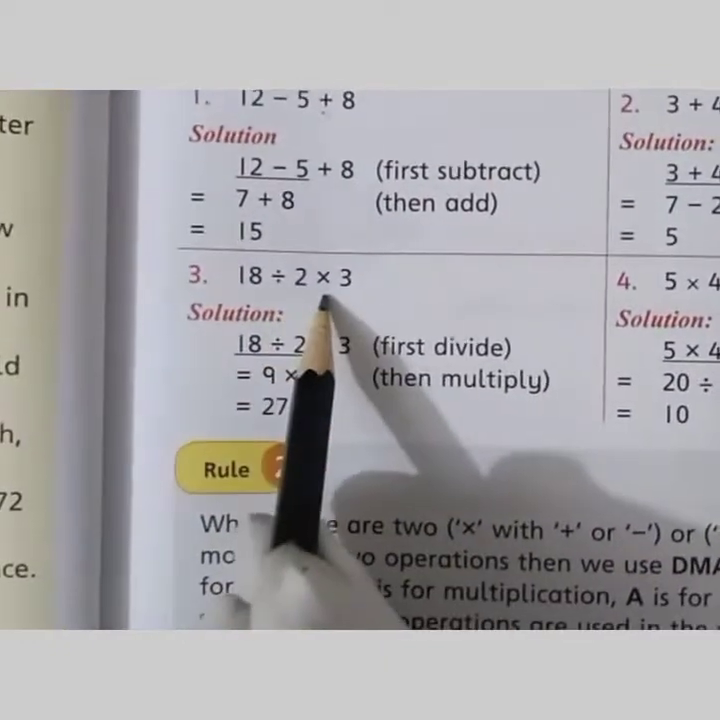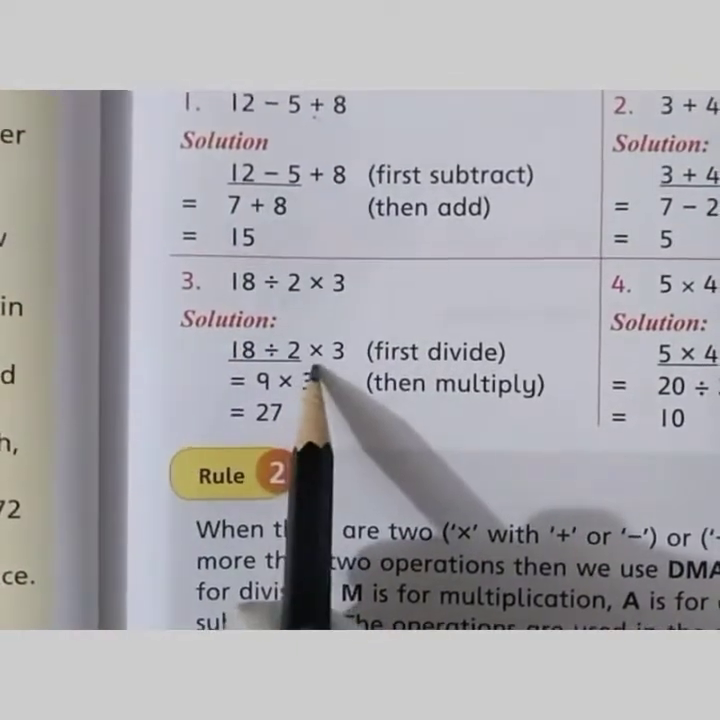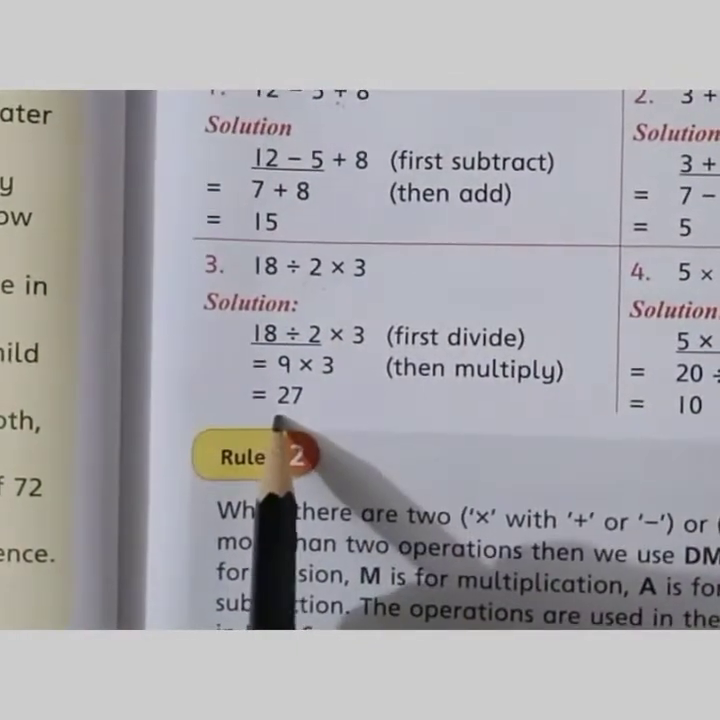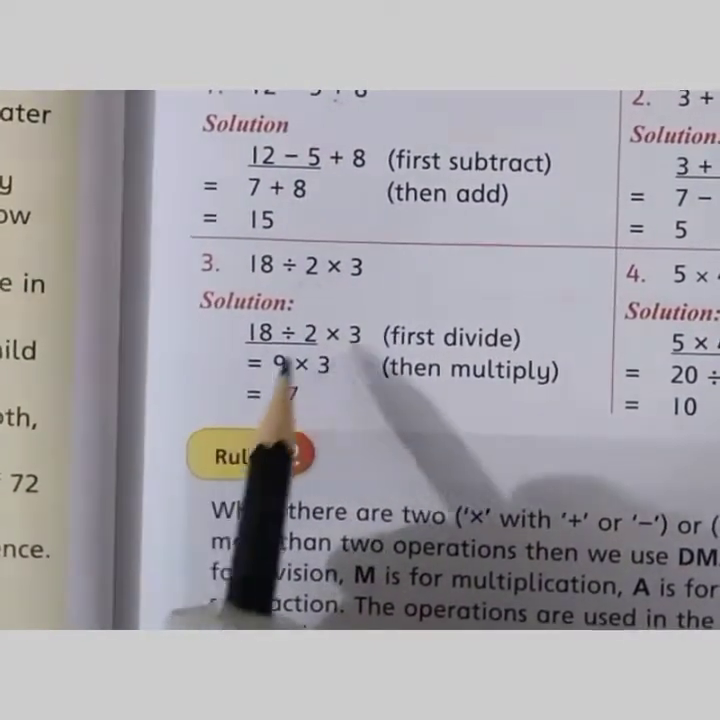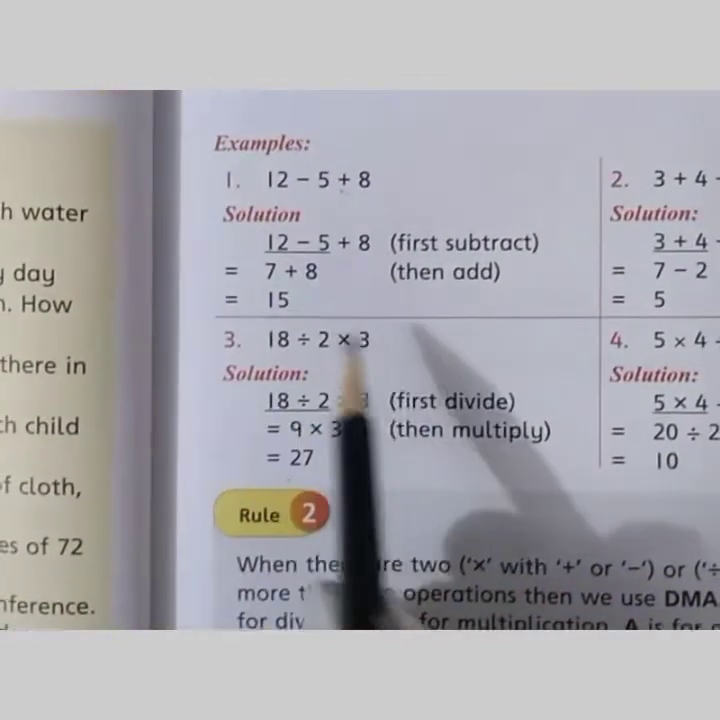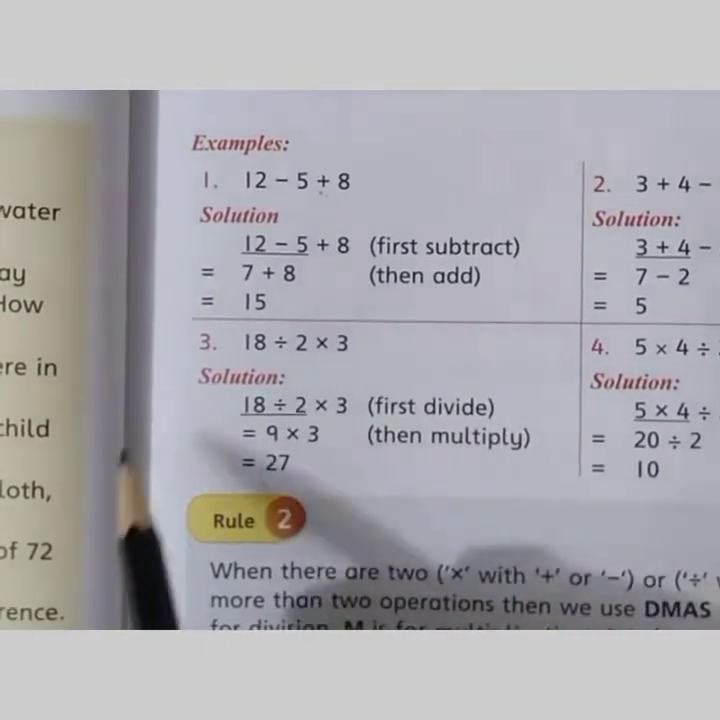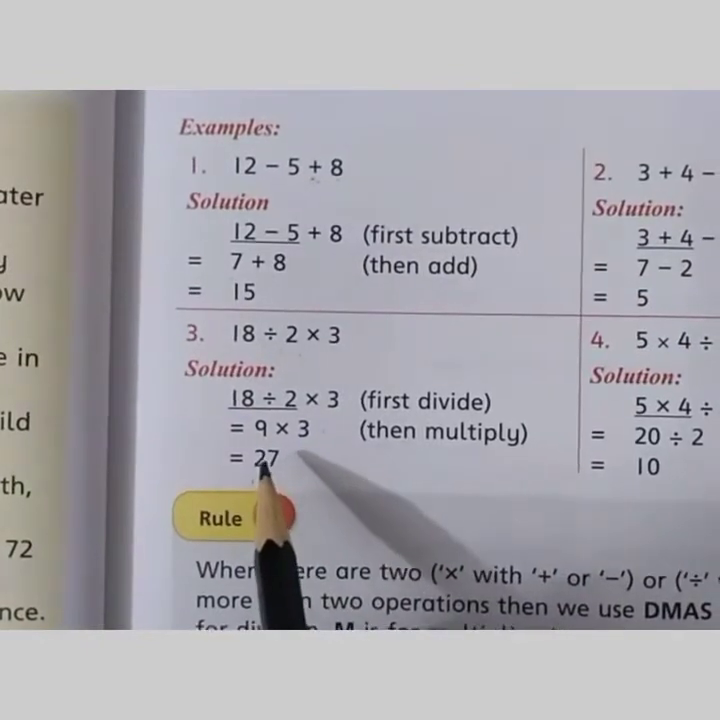18 divided by 2 into 3. From the left, 18 divided by 2 is 9. Then 9 is multiplied by 3. The answer is 27. According to rule number 1, if we have only 2 operations, addition and subtraction, or multiplication and division, we work from the left. First we solve the left, then the right, and we get our answers.